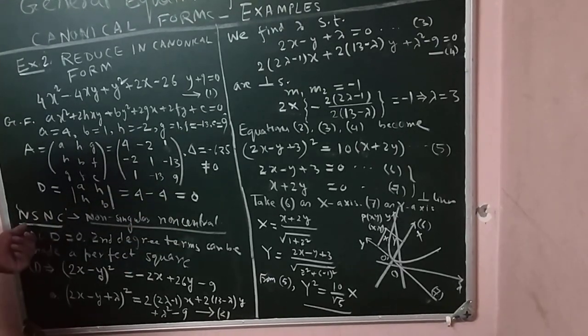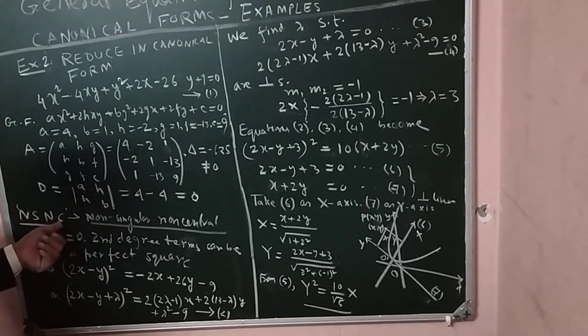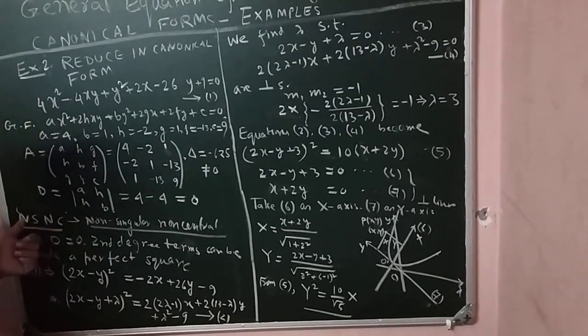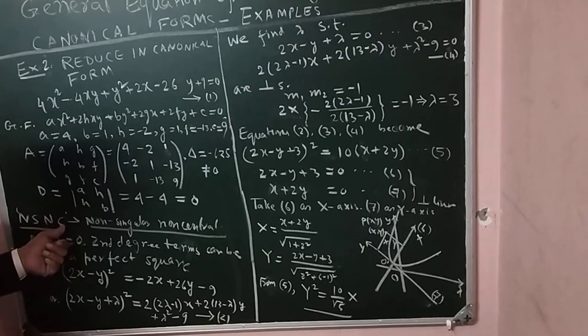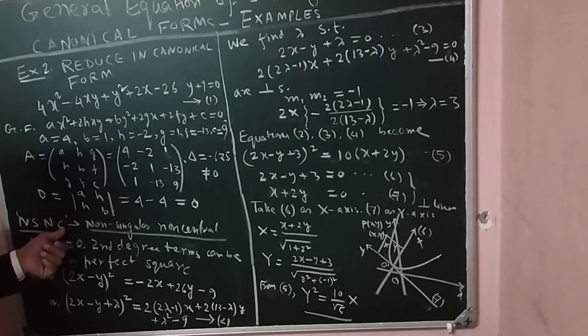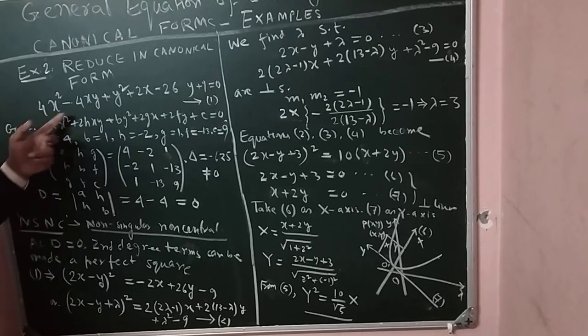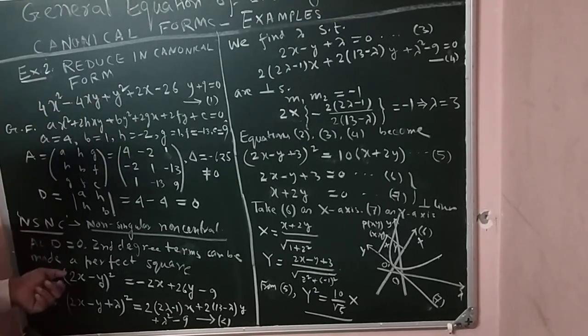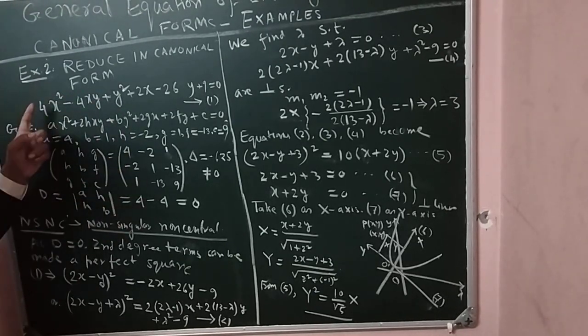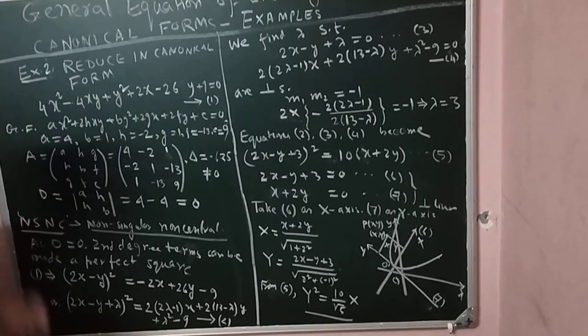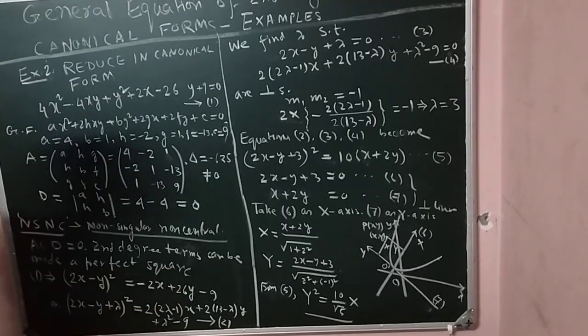This means that this is NS, NC according to our notation in part 1, a non-singular, non-central conic. That is, it's a parabola. As D equals 0, where D is the discriminant of the second degree terms, it can be made a perfect square.